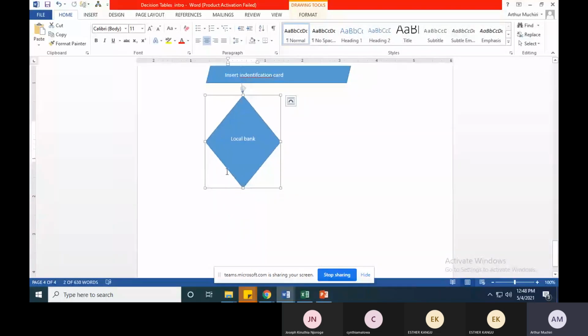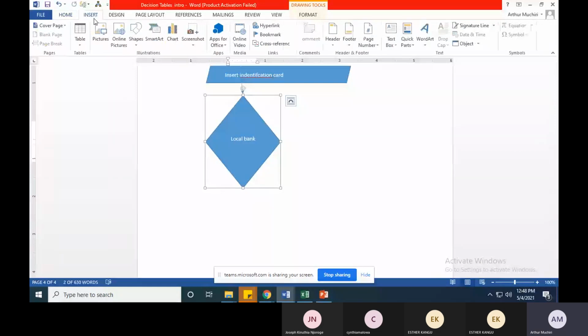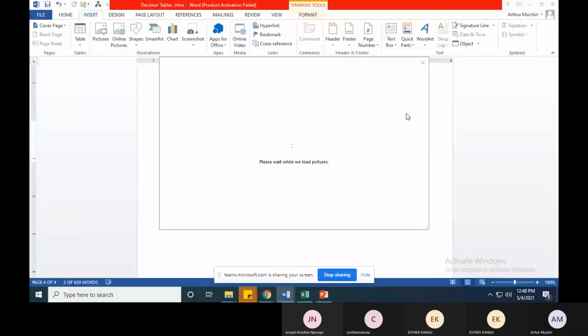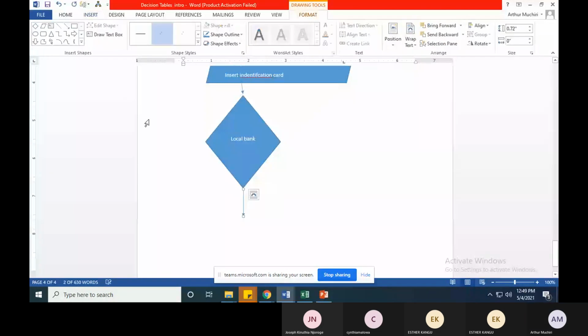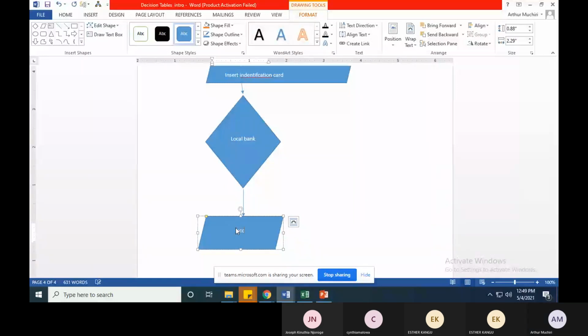So if it's of local bank, what will be the action? The action will be accept check. So this one will be output is accept check. It's a complicated program actually. I can see it from programming logic.